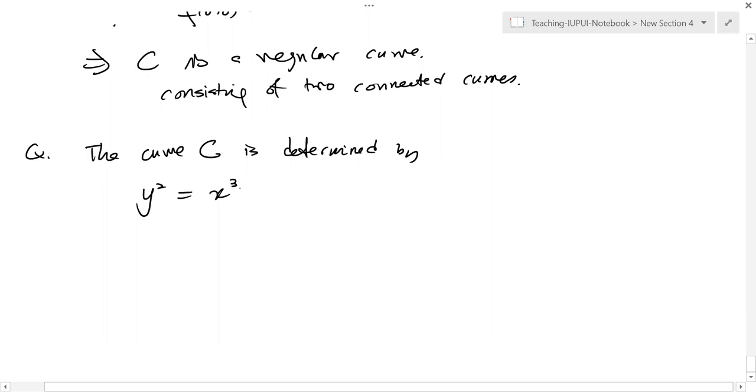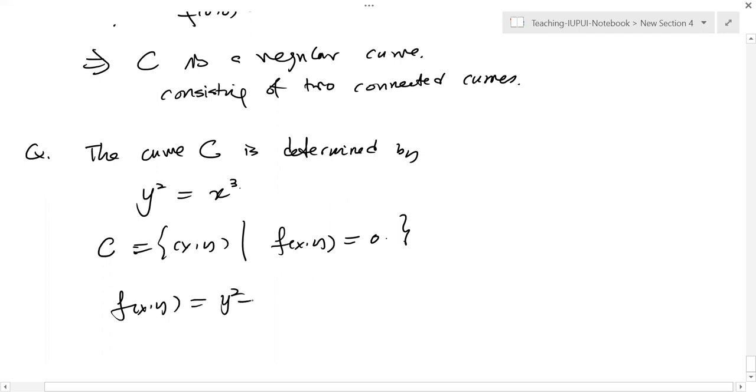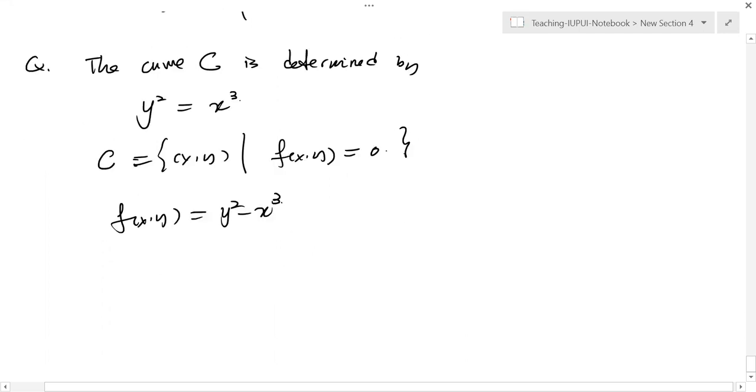So this can be viewed as a level curve. C is going to be the set of x and y where f of x and y equals zero, and f of x and y is going to be y squared minus x cubed, right? Let's look at whether this is a regular curve or not. And can we find the parameterization of it?